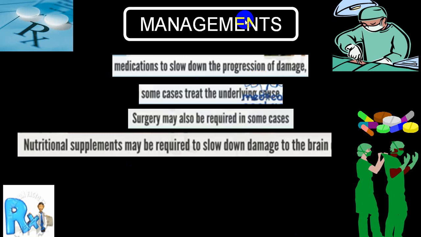As far as management is concerned, it will depend upon the etiology. Medications are usually given for decreasing the progress of the damage, and you always treat the underlying cause which is treatable, like Wernicke's encephalopathy, hepatic encephalopathy, uremic encephalopathy, hypoxic encephalopathy. Those are treatable and a good number of times they are reversible. So, nutritional supplements, and very rarely we require a surgical intervention in only a few cases.